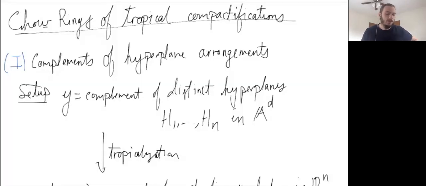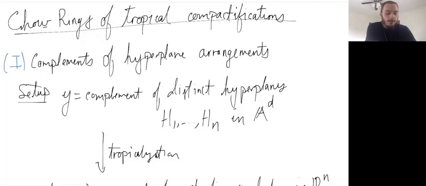So the general theme of what I want to talk about today is how ideas from tropical geometry can be used to understand intersection theory of certain interesting moduli spaces. The starting point for this work is really on understanding compactifications of complements of hyperplane arrangements.